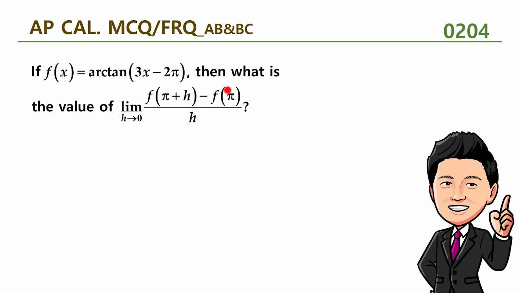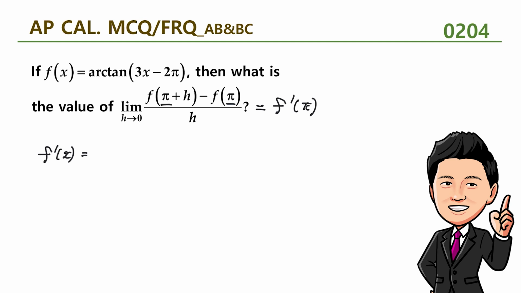And if we look at this limit expression, that's the definition of the derivative of f, right? You know, h approaches 0, denominator is h. This is f of a plus h minus f of a, right? So that's actually f prime of a, but that a is pi. So f prime pi, right? So the question is to find f prime pi, and the derivative of f is given right here. So let's find the derivative of f.